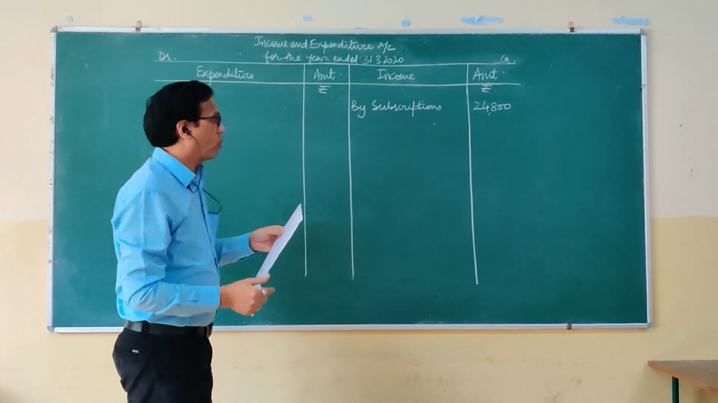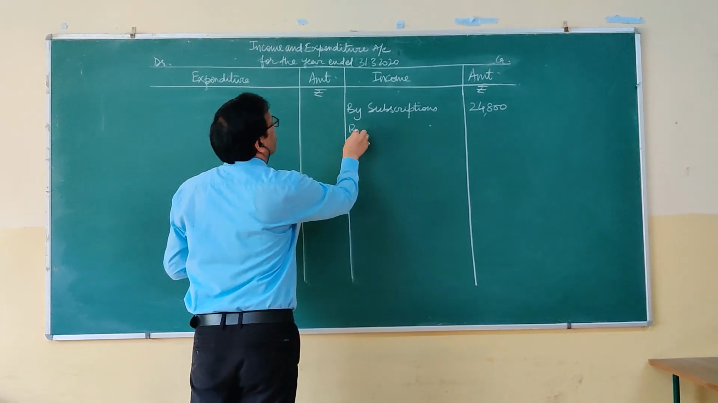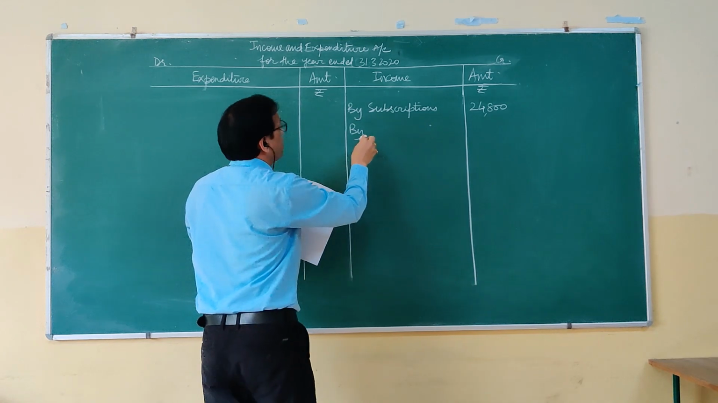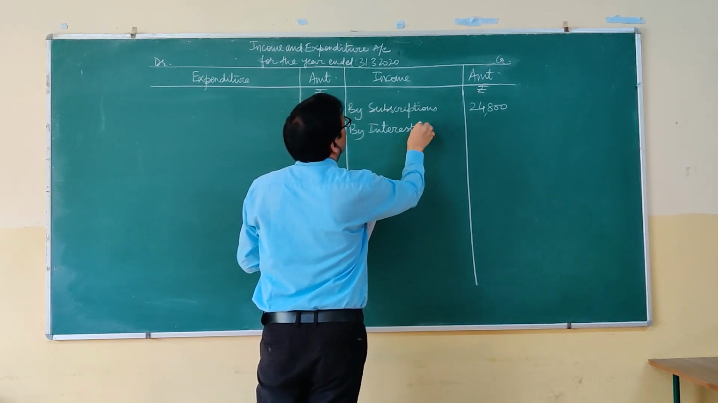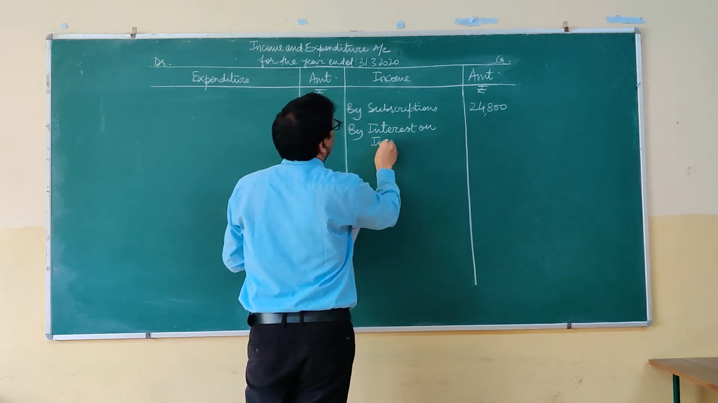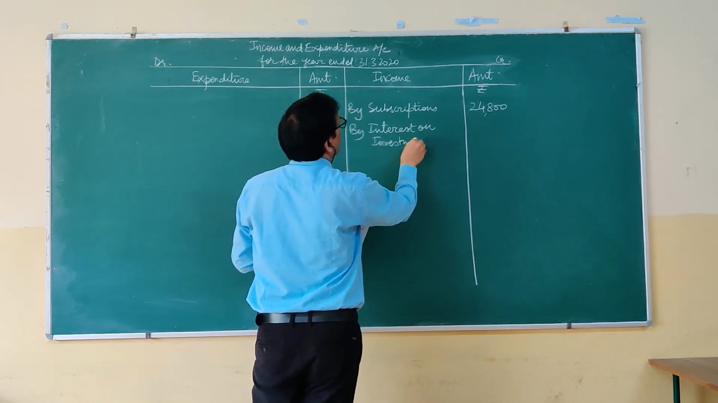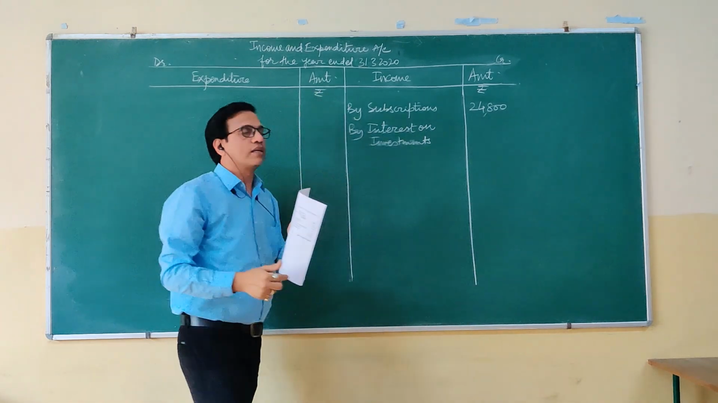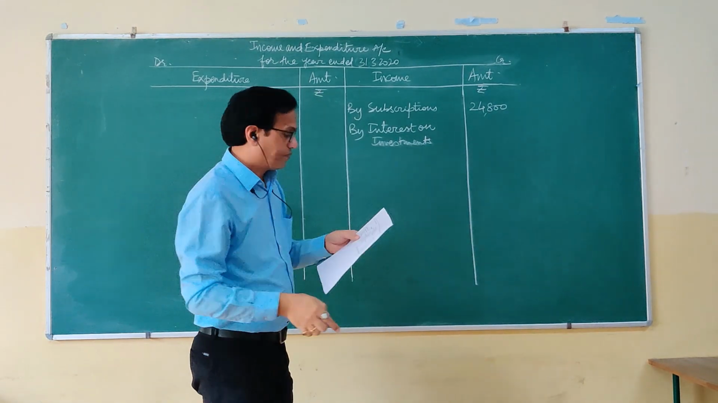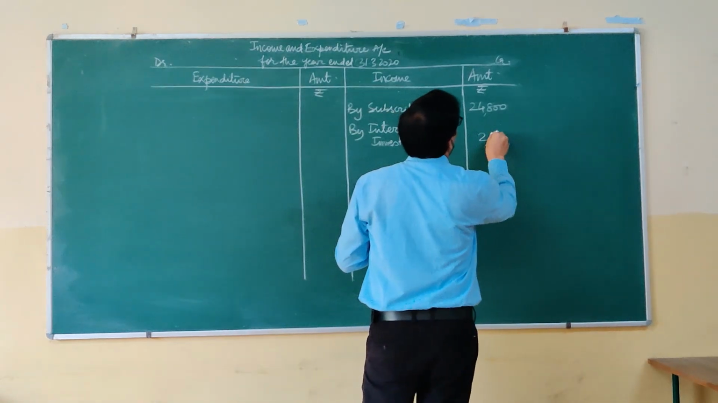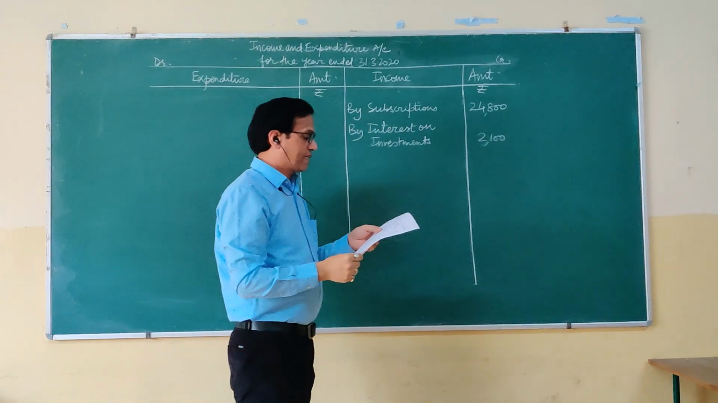Then to interest on investments. It is also a revenue nature of income. We write it here as by interest on investment. Revenue nature means which is of a recurring nature. The organization is going to receive it regularly. So it is 2,100.